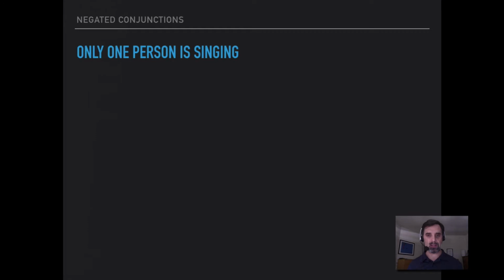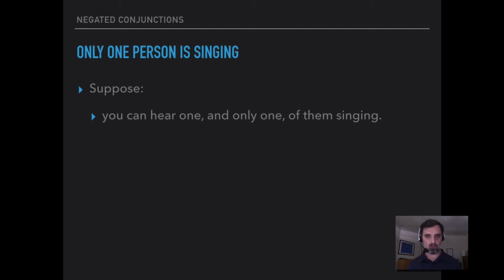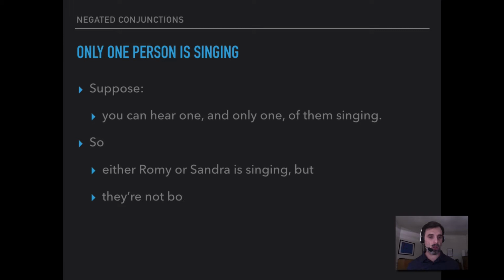So what is a negated conjunction? Suppose that you hear one and only one of Romy and Sandra singing. If they were both singing, you would hear both of them, but you hear only one. So you know that either Romy or Sandra is singing, but let's say you can't see them, you can't tell the difference between their voices. So you know one of the two is singing, you don't know which one, and you know they're not both singing.